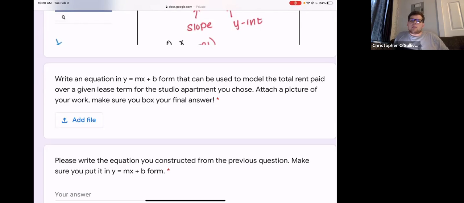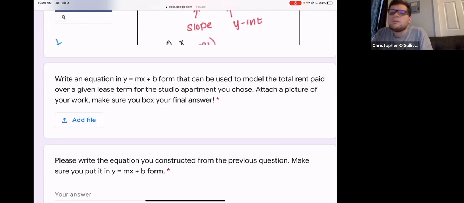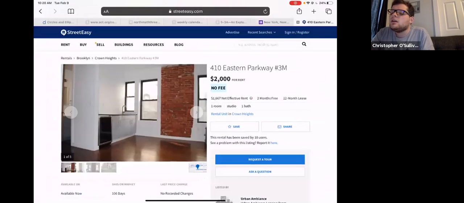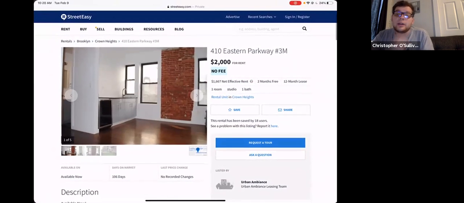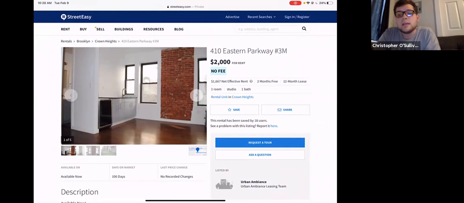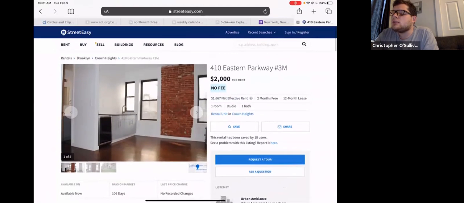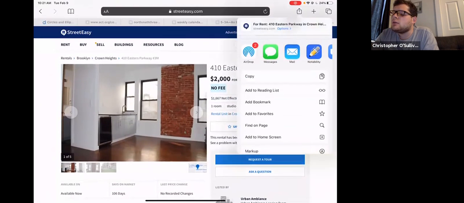Perfect. So ladies, since we're doing a screen share right now, there is no way for me to attach a picture of my work. My iPad won't be able to handle it. So what we're gonna do is we're gonna do something a little differently. Ms. Townsend and I are gonna actually write the equation for the studio on the page itself. We're expecting that you do it on a piece of printer paper, scrap paper, whatever. But remember, one of your apartments has to have a fee. We chose a no fee apartment. Okay, so let's begin. I'm gonna mark it up.